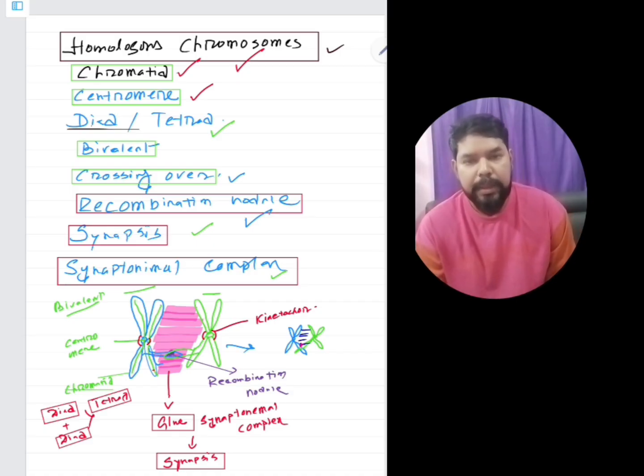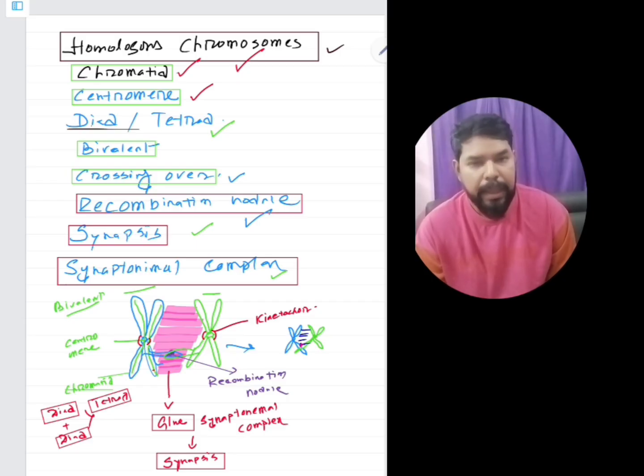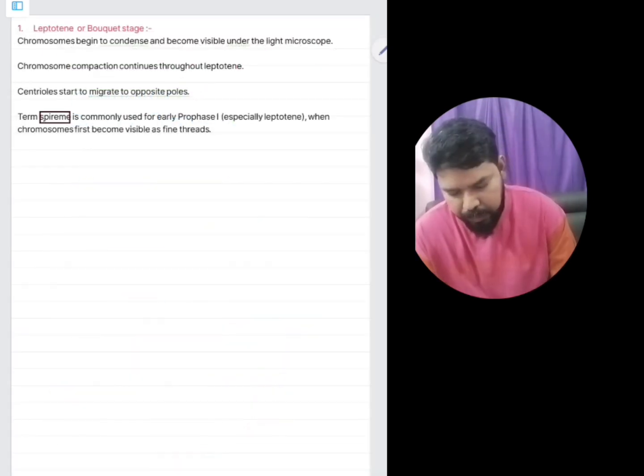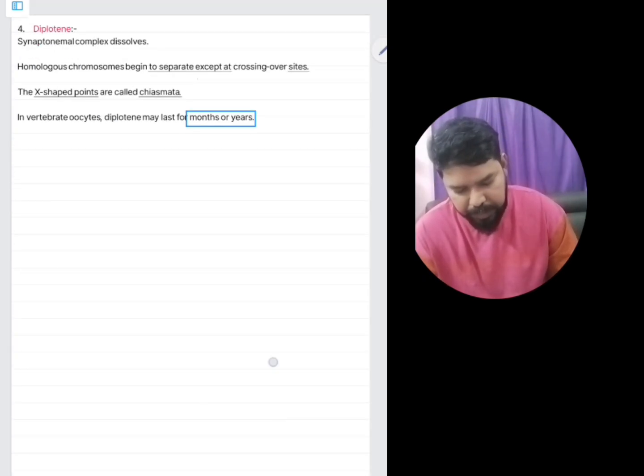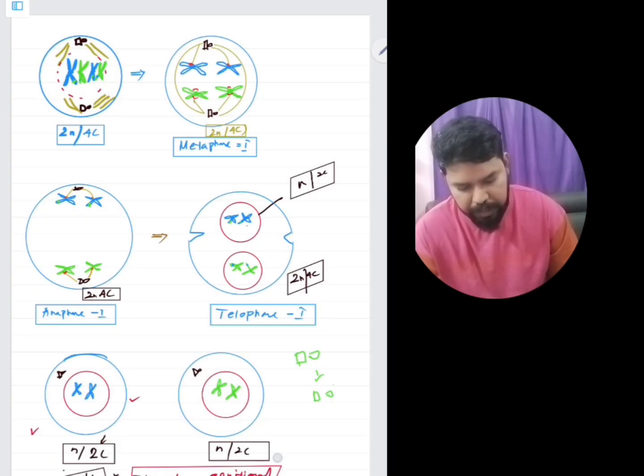You will see these in Prophase 1. Maximum questions will come from Prophase 1. In Prophase 1, you are going to see leptotene, zygotene, pachytene, diplotene and diakinesis. These are the 5 stages, and questions will come from these 5 stages. Before going to tell you about the first phase, let me show you the entire process. What are the phases in meiosis?